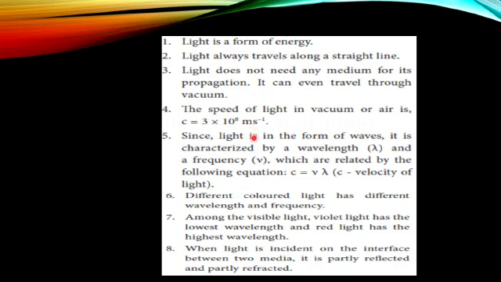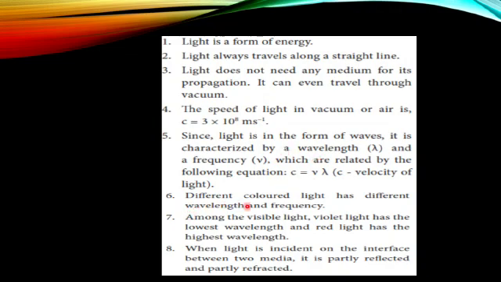It is in the form of waves, so it is characterized by a wavelength lambda and a frequency nu. What is wavelength? Wavelength is the distance between two identical adjacent points in a wave. What is frequency? Frequency is the number of waves that pass a fixed point in a unit time. So, the relation between frequency, wavelength and velocity is c = nu lambda.